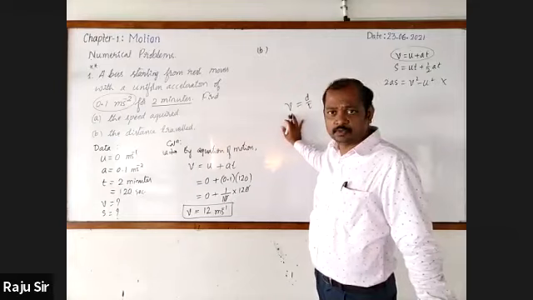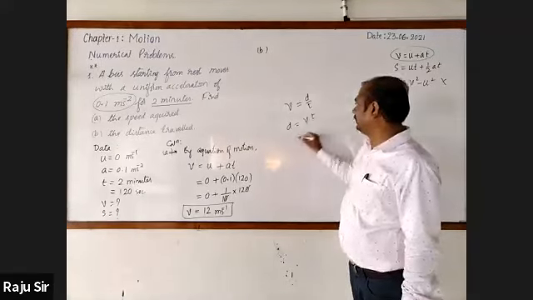Second equation. Distance is equal to V into T. What is the speed?